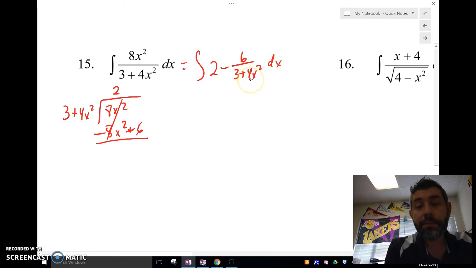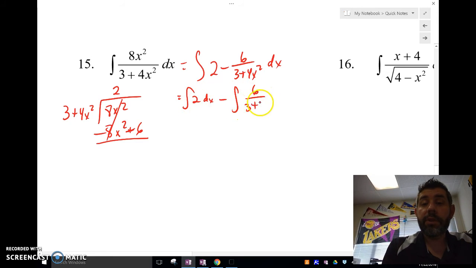6 over 3 plus 4x squared dx. Okay, now notice that we do not have an x in the numerator, but we do have an x squared in the denominator. So yes, we are in fact going to need to use an arctangent. So I'm just going to split this up into the integral of 2 dx minus the integral of 6 over 3 plus 4x squared dx. And we know that the integral of 2 is going to be 2x.